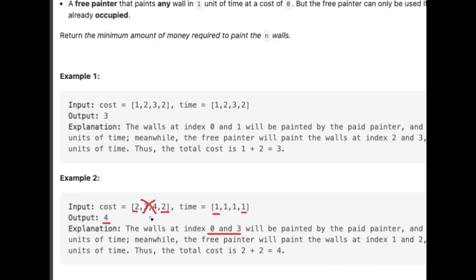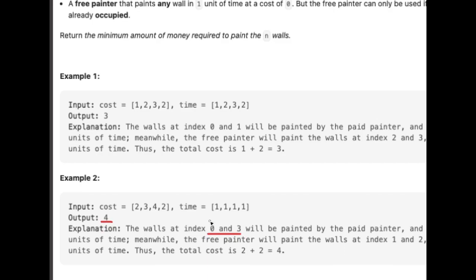And we can easily see that it is optimal because if we choose only one wall, there is not going to be enough time for the free painter to paint the remaining walls, because all the times are 1. So that's why we at least have to pick 2. And 2 is basically the minimum 2 of the whole cost. So that's why 4 is the minimum that we can get. But this is just me reasoning with my naked eye. How can we come up with a solution intuitively?